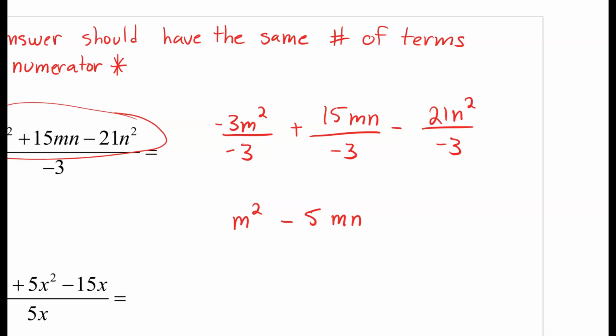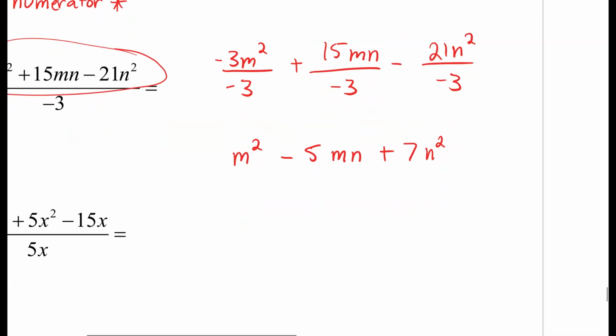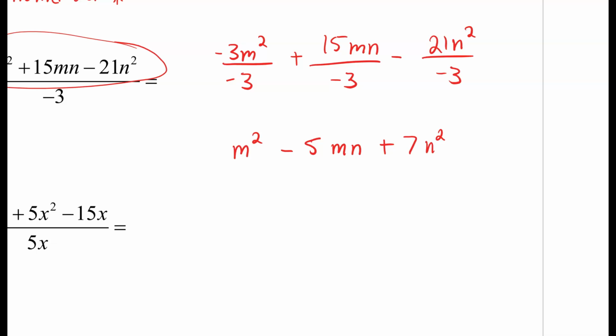Next, we have a negative 21n squared divided by negative 3. So this time we have two negatives, negative on the top and the bottom. So that means we have a positive answer, and 21 divided by 3 gives us 7. The n squared on the top goes unaffected as there's no n on the bottom, and we just write it as it is. So our final answer would be m squared subtract 5mn plus 7n squared.